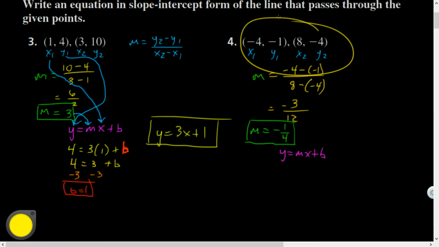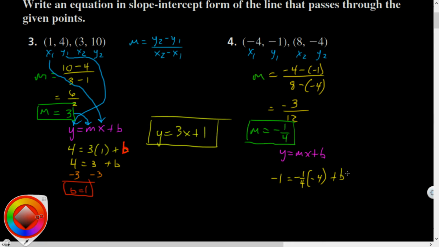Do any of those points, they both have negatives in them. I don't know, maybe I'll just pick this one. I'll plug in this point. So -1 goes in for y. What goes in for m? -1/4 multiplied by x. Well, I already used this y1, so I've got to use that x1. So -4 plus b.